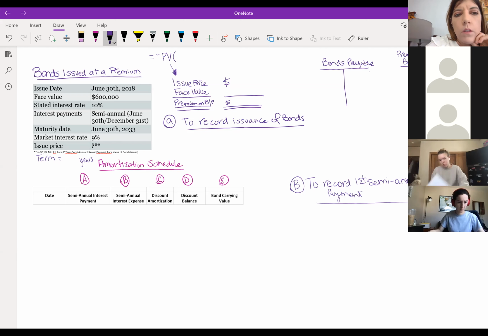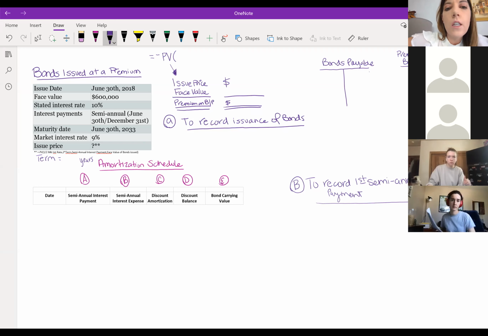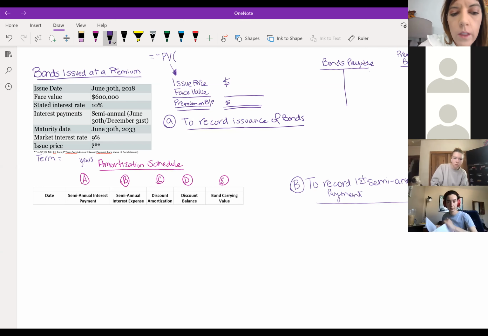They issued the bonds on June 30th, 2018. The face value of the bonds issued was 600,000. The stated interest rate is 10%. Semi-annual interest paid on June 30th and December 31st. Maturity date is June 30th, 2033. And the market interest rate on the date of issuance was 9%. Again, they didn't give us the issue price, so we're going to calculate that in Excel.